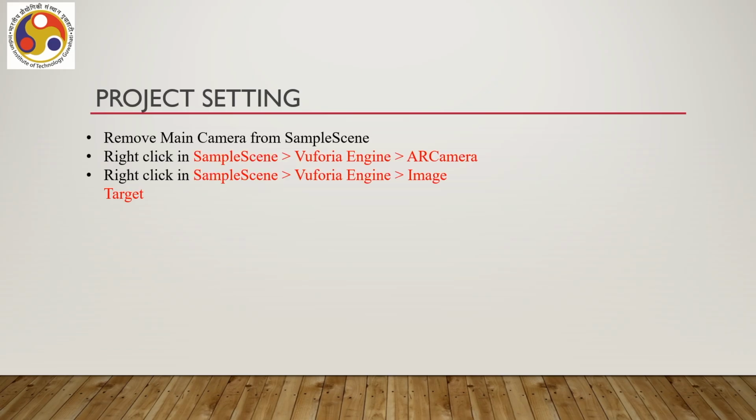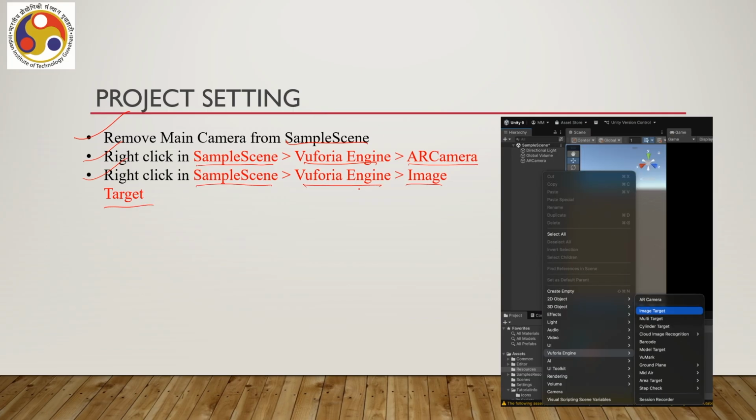Now, once those are done, then you can go for project setting, where you can remove the main camera from the sample scene, select the AR camera by following the sequence: sample scene, Vuforia engine, AR camera, then select the image target by following the steps: sample scene followed by Vuforia engine followed by image target, as shown here. Sample scene, Vuforia engine, AR camera, image target, these options are available here.